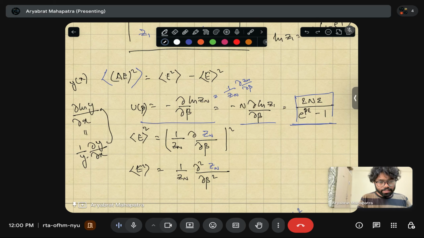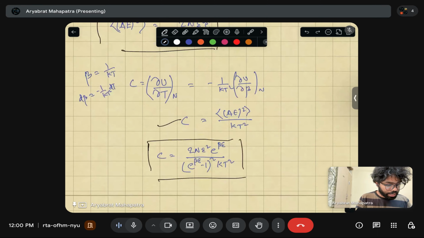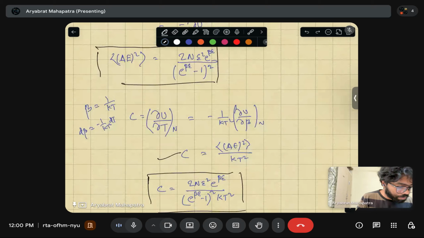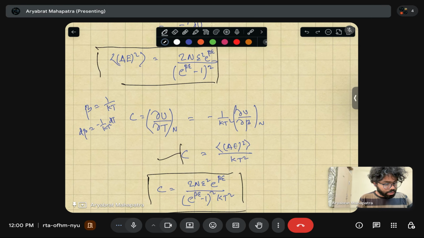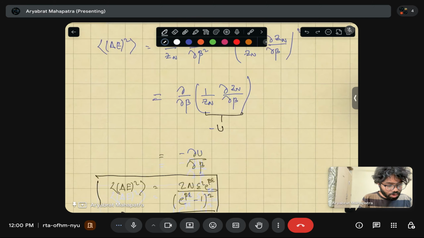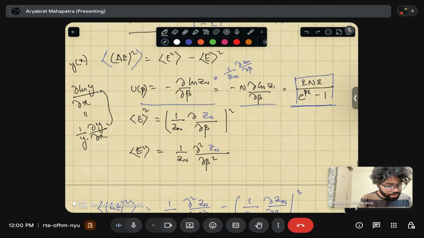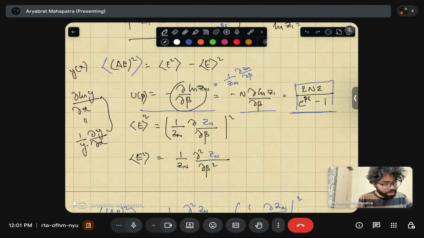Here I was just changing back and forth because I wanted to get the final form of the specific heat with respect to the fluctuation. For this reason, I was going with either this form of the definition or this form, but either way, they are exactly the same.